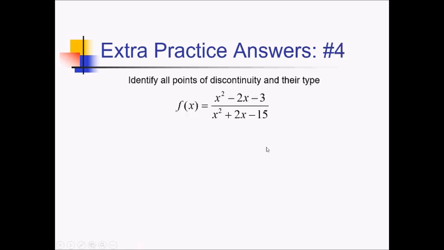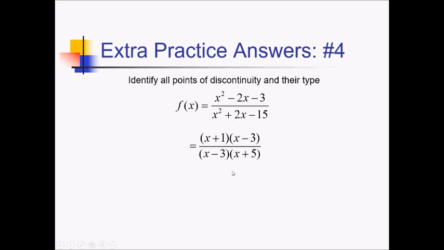On this one, we're trying to find all points of discontinuity and what type they are. Since this is a rational function, we know to look for holes and asymptotes, or removable and infinite discontinuities. But in order to figure out what they are and which is which, we need to factor this thing. So let's start with the numerator. Two things that multiply to -3 and add up to -2. That's x plus 1 and x minus 3. Downstairs, things that multiply to -15 and add up to +2. That would be x minus 3 and x plus 5.